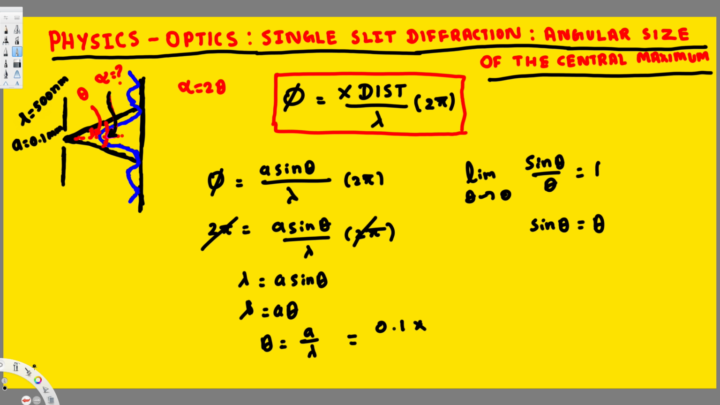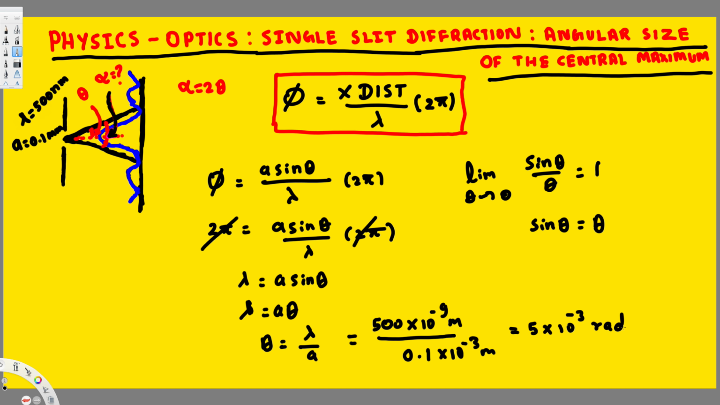I made a mistake right here. This should be lambda over a. When we rearrange, this should be lambda over a. This is going to be 500 nanometers. So this is going to be 500 times 10 to the power of minus 9 meter, divided by a, the slit width, that is 0.1 times 10 to the power of minus 3 meter. And if we simplify this one, that's going to give us 5 times 10 to the power of minus 3 in radians.